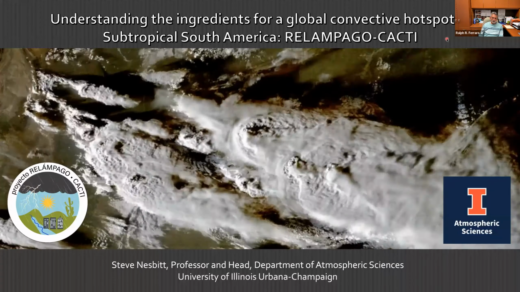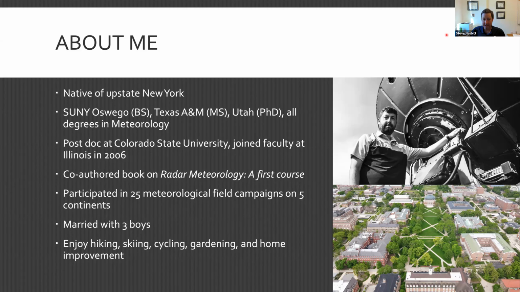All right, so a little bit about me. I grew up in upstate New York, and as Ralph mentioned, I have 3 degrees in meteorology, and then I went on to postdoc at Colorado State and joined the faculty here at Illinois in 2006. I have a textbook that I co-authored with Bob Rauber on radar meteorology, and I've been involved in a lot of field campaigns around the world, and have 3 sons and enjoy the outdoors. But a little challenging here in Illinois sometimes, but we figure out how to do it.